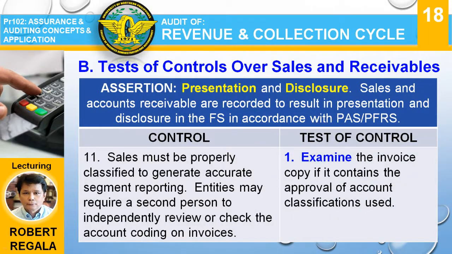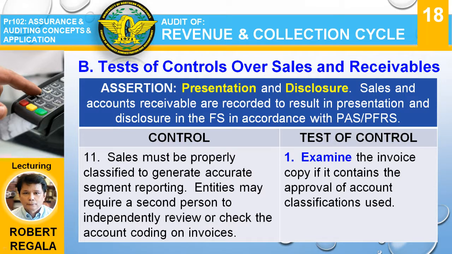Slide 18. General assertion: presentation and disclosure. Specific assertion: sales and accounts receivable are recorded to result in presentation and disclosure in the FS in accordance with PAS and PFRS. The control in this slide will cover the assertions mentioned. The 11th control is described as sales must be properly classified to generate accurate segment reporting.